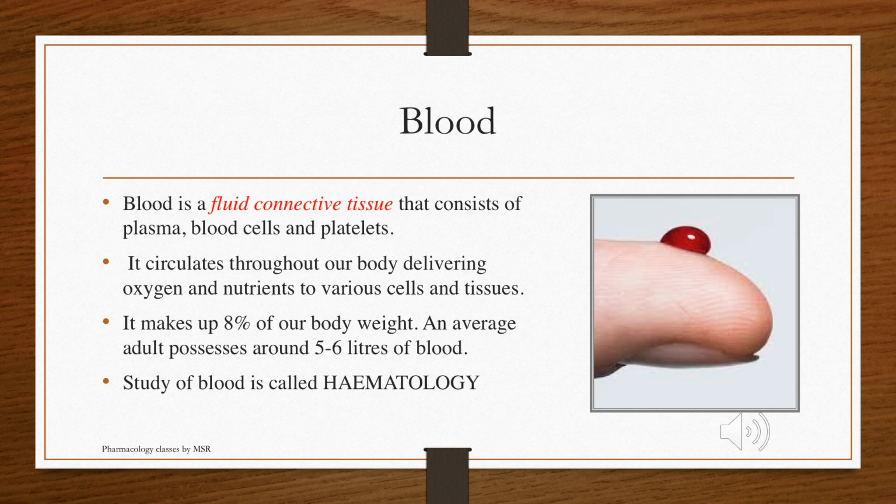And it makes up about 8% of our body weight. If a person is 100 kgs, 8 kgs of weight is because of the blood. On an average, a person will have approximately 5 to 6 liters of blood in the body. The study related to the blood is called hematology. Hem indicates blood, ology, study. So hematology is the study of blood.